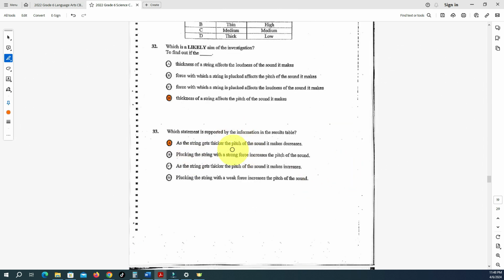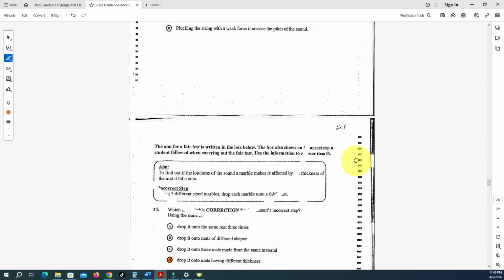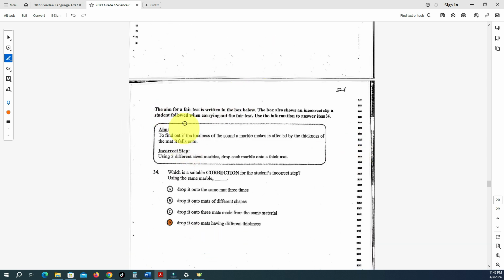Which statement is supported by the information in the results table? As the string gets thicker, the pitch of the sound it makes decreases, and you can see that for yourself. So that one to me is straightforward, clear. All right, the aim for the fair test is written in the box below. The box also shows an incorrect step a student followed when carrying out the fair test. Use the information to answer item 34.